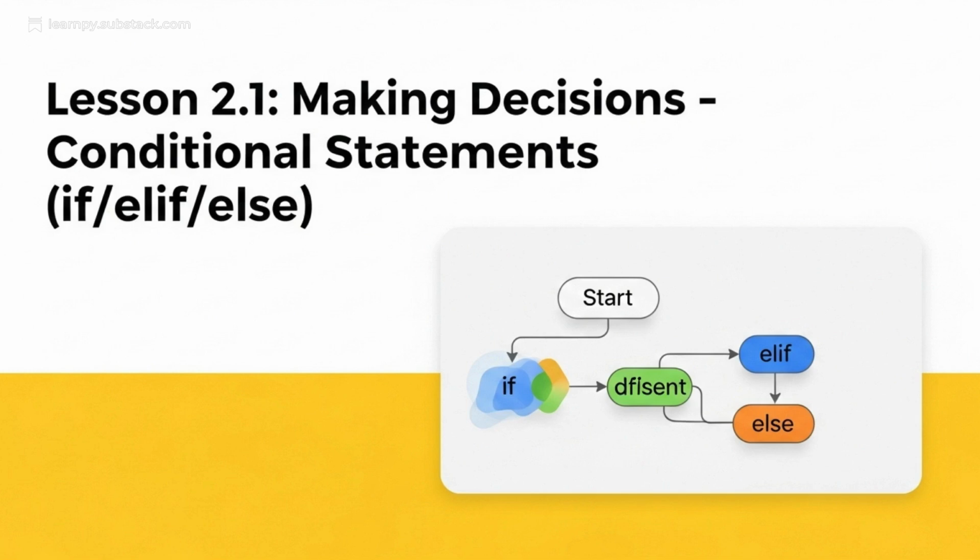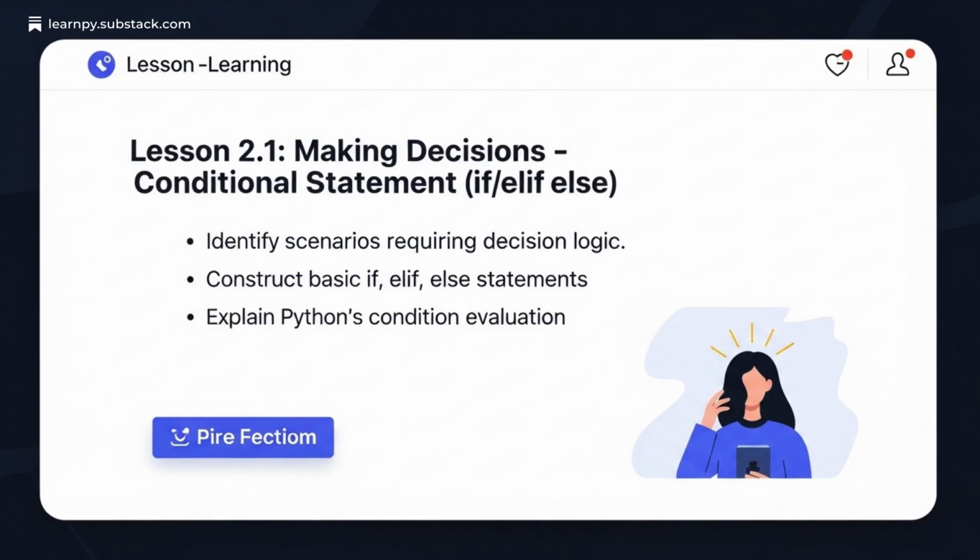Welcome back. In Module 2, we're diving into the core logic that makes programs truly intelligent and dynamic. We've learned how to store information, and now it's time to teach Python how to think and make choices. This lesson, Making Decisions with Conditional Statements, is your first step into building responsive and adaptive software.